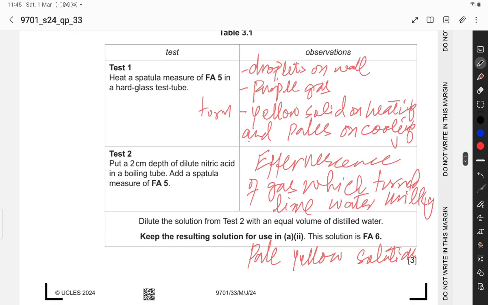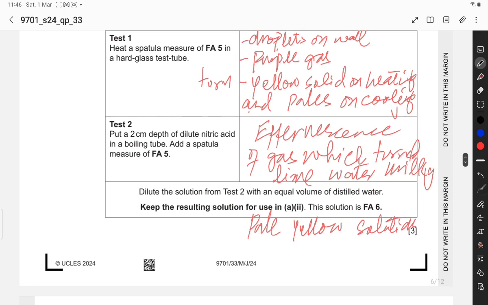Test 2, put a 2 cm depth of dilute nitric acid in a boiling tube. Add a spatula measure of FA1. So we have seen effervescence of gas which turned lime water milky. It means if lime water turns milky, the carbon dioxide gas is present, and this compound is a carbonate, metal carbonate.